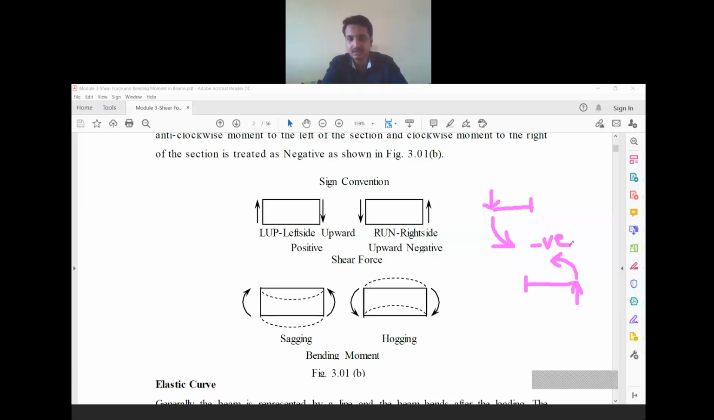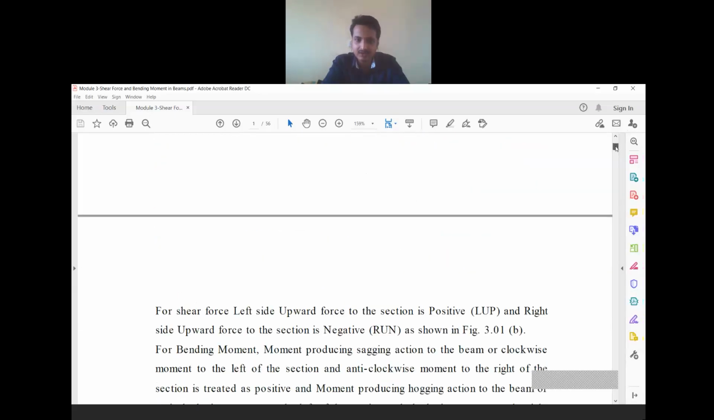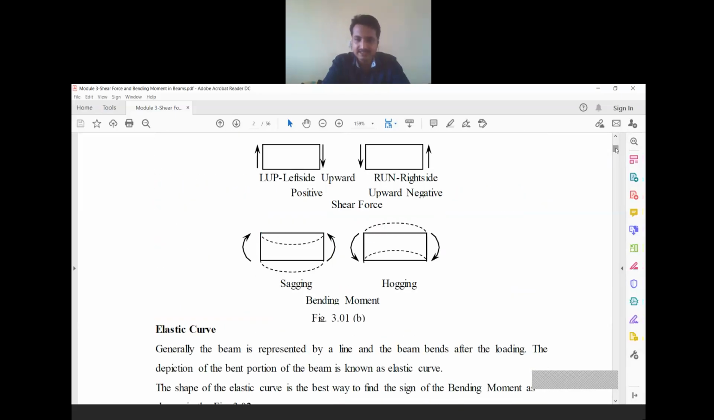So this is negative. So this is the sign convention for shear force. Okay. Next, for bending moment, we have different types of sign conventions.